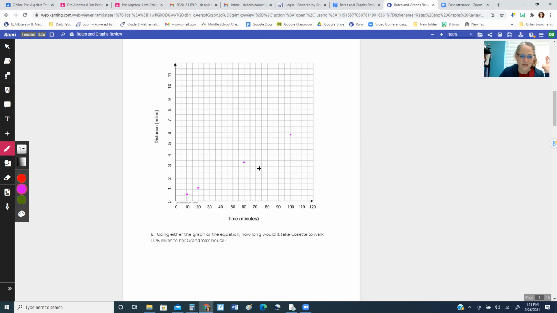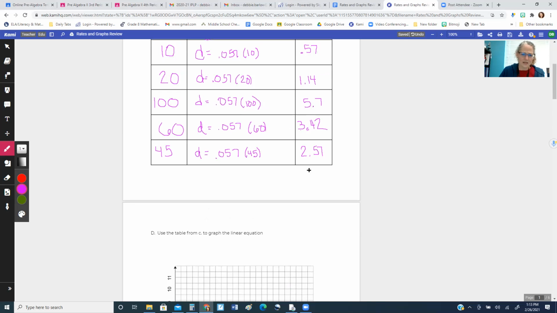I hope you guys can see my cursor. I have no idea if my cursor is recording. I hope it is, or else you guys are going to be like, see right there. And you guys are like, Mrs. Barlow, we don't see it. But I don't know. I can see my cursor.